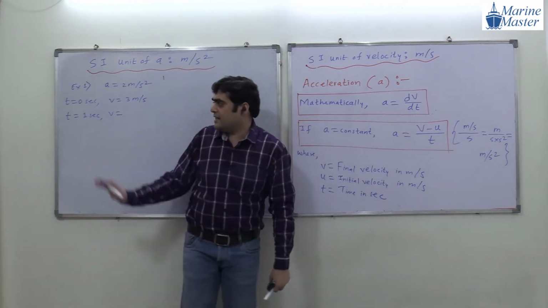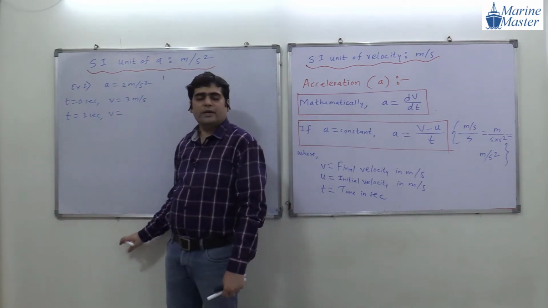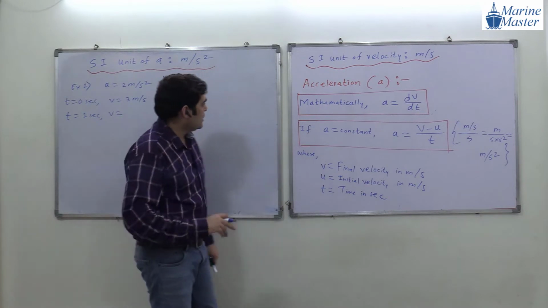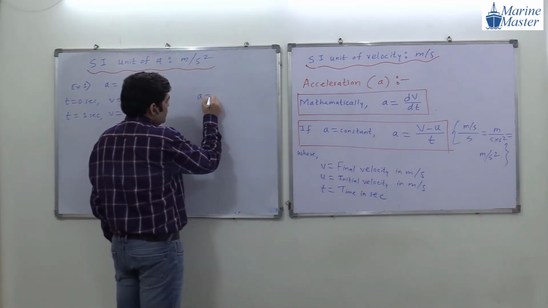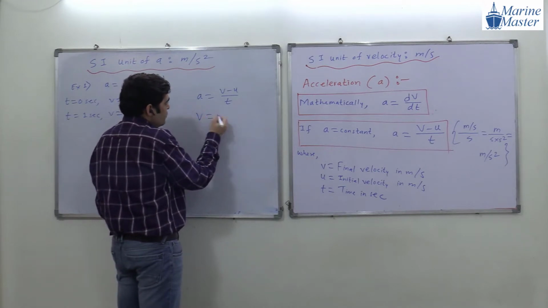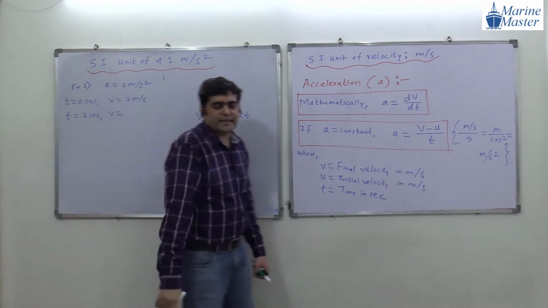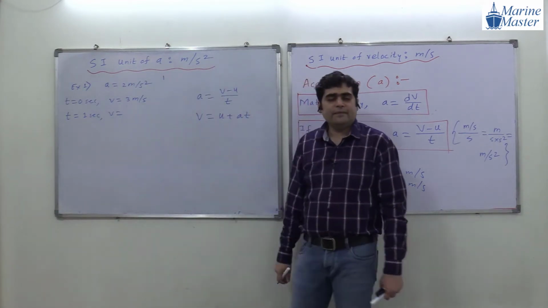Okay. And here acceleration is constant, guys. Acceleration throughout is constant. So now a is equal to what? V minus u by t. So V is equal to what we can write? u plus at. Can I write like this, guys? V is equal to u plus at.